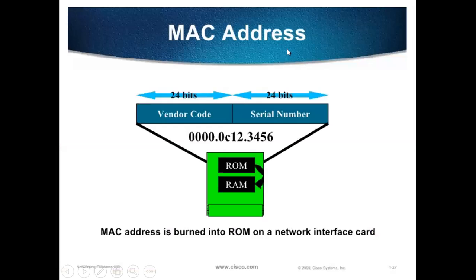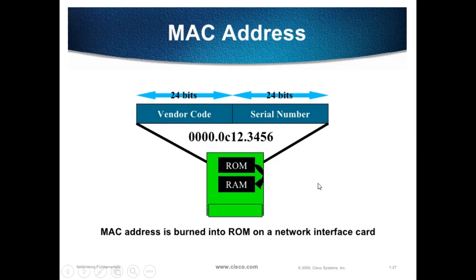Now let us start with the MAC address. A MAC address is a 48-bit serial number, in which the first 24 bits are a vendor code and the remaining 24 bits are a serial number. So total 48 bits. The vendor is the different manufacturer of the LAN card. Basically this MAC address is burned into the ROM of the LAN card, also known as the network interface card. Please keep this in your mind.